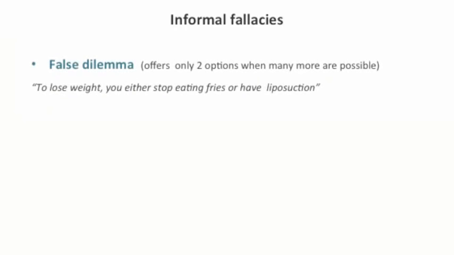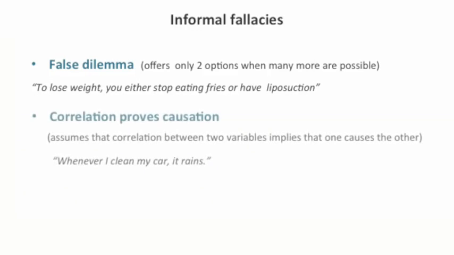The false dilemma fallacy, when an argument offers only 2 conclusions when many more are possible. For instance, to lose weight, you should either stop eating fries or have liposuction. This is a fallacy, as many other options are possible to lose weight, such as taking up exercise, for instance. Another fallacy example is the correlation proves causation fallacy. Here, an argument assumes that when 2 events occur, one causes the other. For instance, whenever I clean my car, it rains. This is clearly a fallacy, as I don't have any power to make rain.